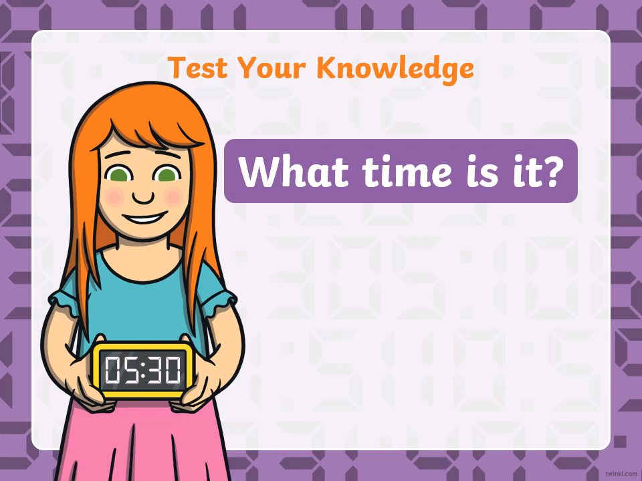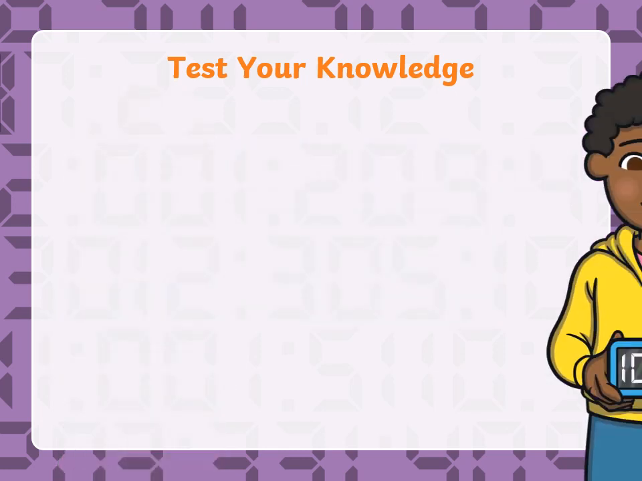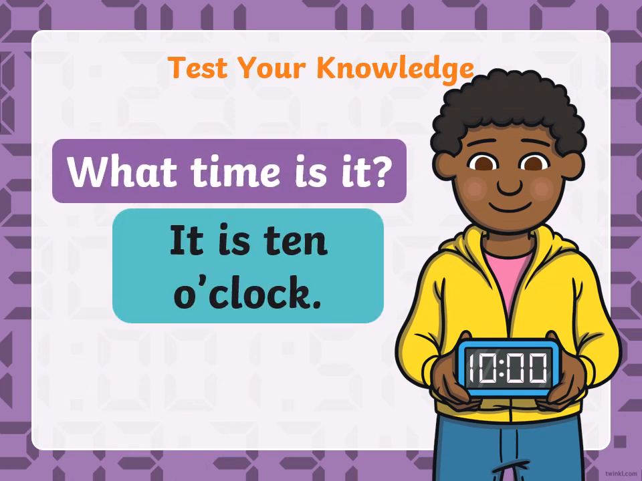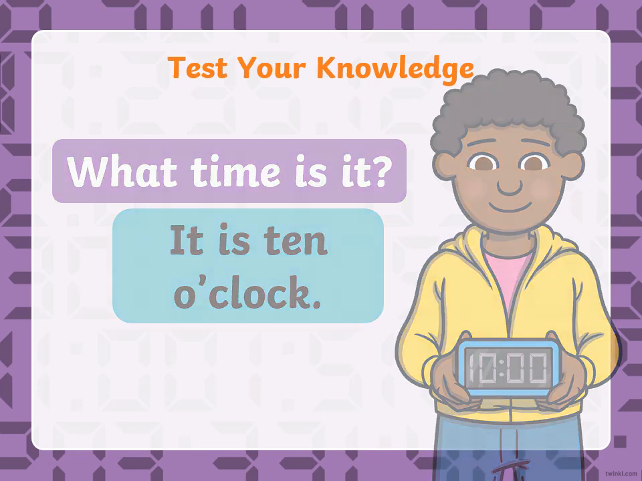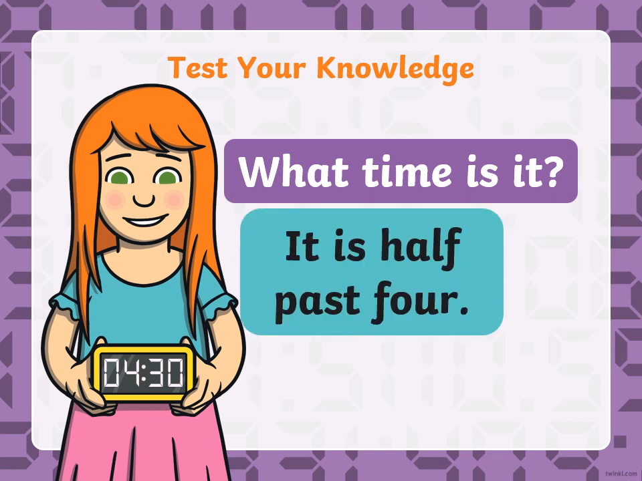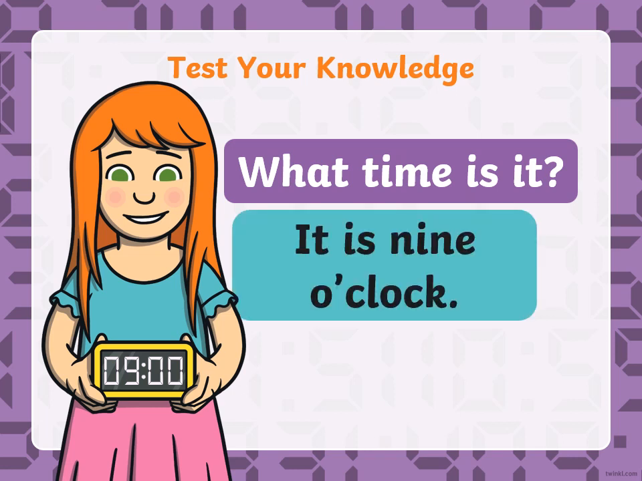What time is it? It is 5:30. What's another way we could say that? Have a think. How about half past 5? What time is it? It's 10 o'clock. What time is it? It is 4:30. What time is it? It is 9:00.